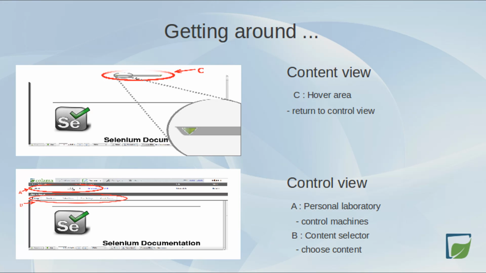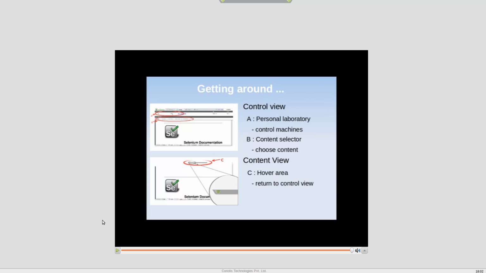You've been watching the content view of tutor notes from a sample course on Selenium put together using material freely available on the web and a custom machine specially configured to match the course content. Activating the shaded hover area marked C on the top of the screen will switch us to the control view. The top of the control view marked A is your lab dashboard and the bottom marked B is your content selector. Let's switch over to the control view and go over some material related to Selenium like a student would.